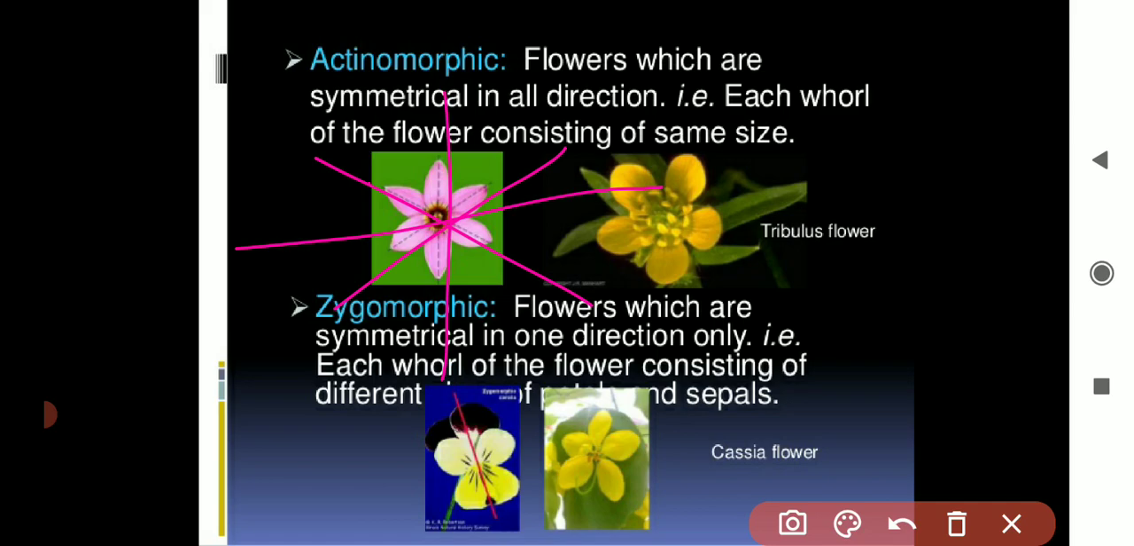So, when we dissect a flower in any direction, okay, north, south, east, west, you can dissect the flower in any direction and you still get a mirror image. It means it is actinomorphic. Okay, actinomorphic.